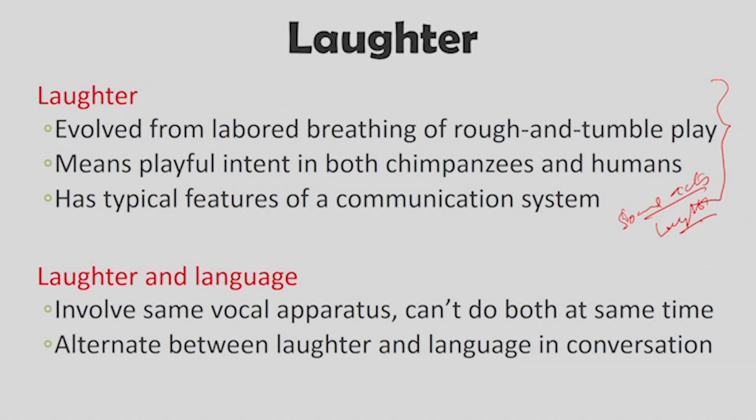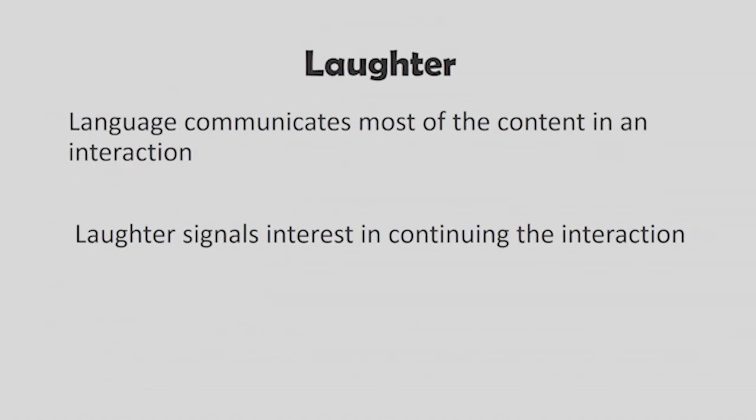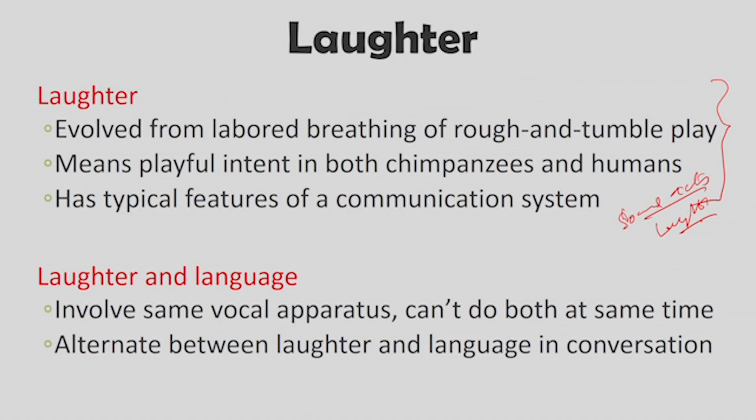So, when you are laughing, language cannot come in. When you are producing language, laughter cannot come in, because they are using the same vocal apparatus. That is why we alternate between laughter and language in a particular conversation. So, basically then laughter actually encourages a conversation, right? The reason why we laugh in a one-to-one interaction or many-to-one interaction is because it encourages certain conversations.